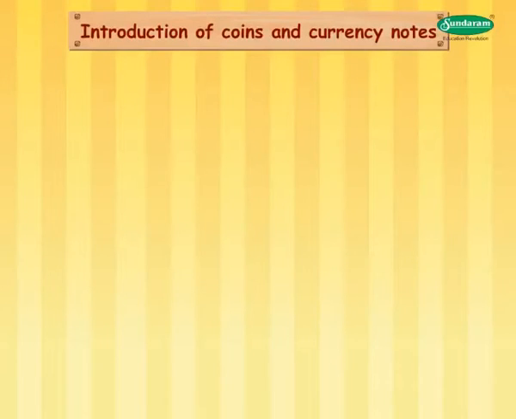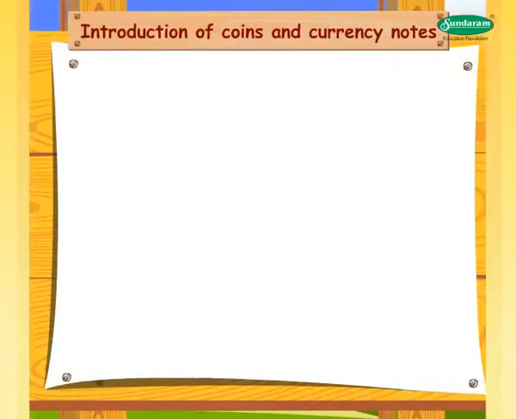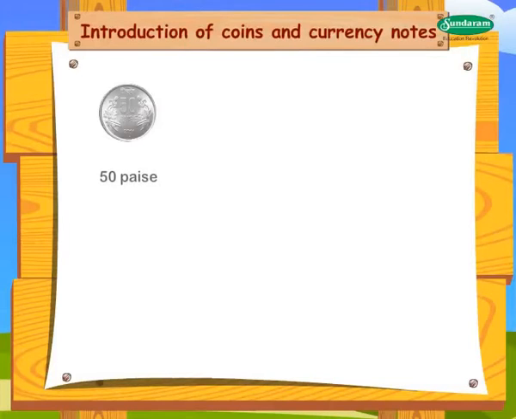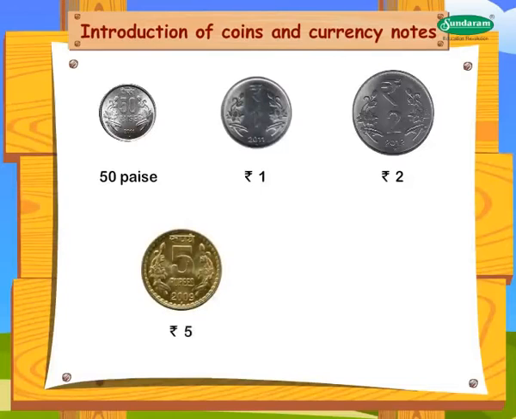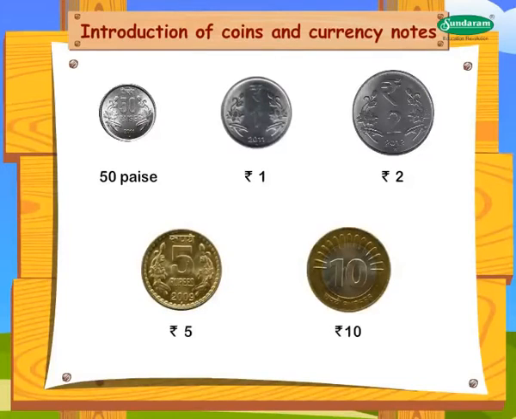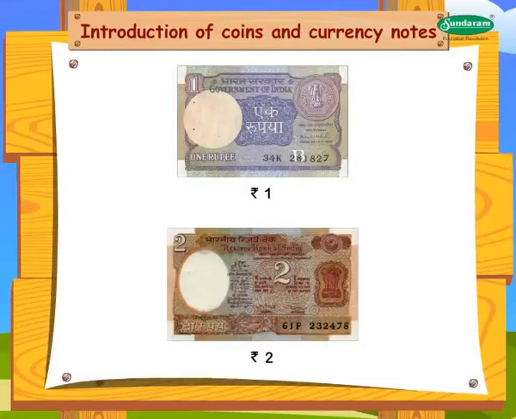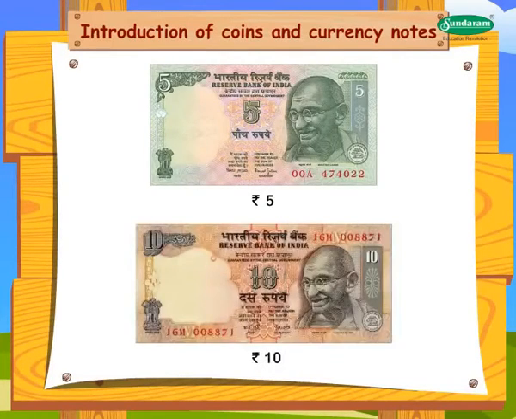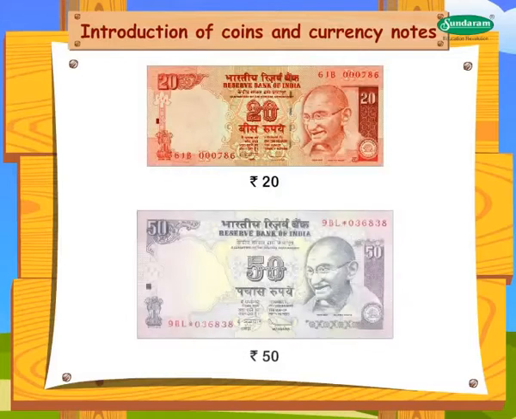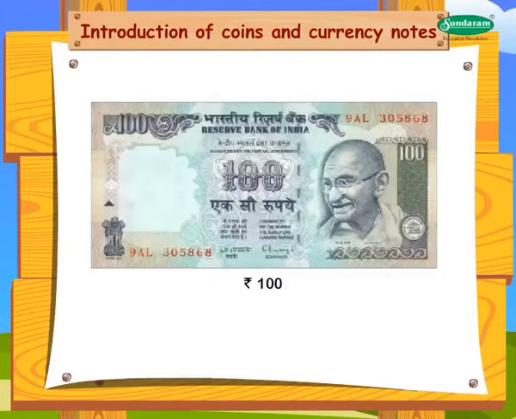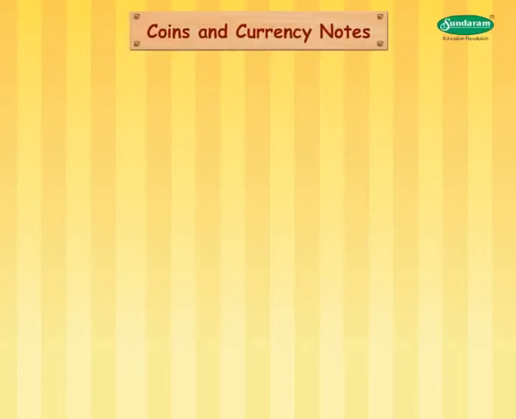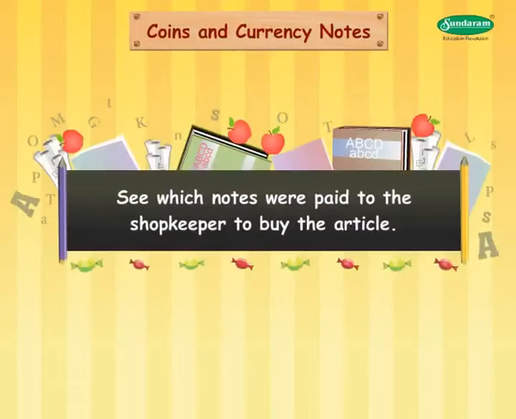Introduction of coins and currency notes. Coins: 50 paise, 1, 2, 5, 10. Currency notes: 1, 2, 5, 10, 20, 50, 100. Coins and currency notes. See which notes were paid to the shopkeeper to buy the article.